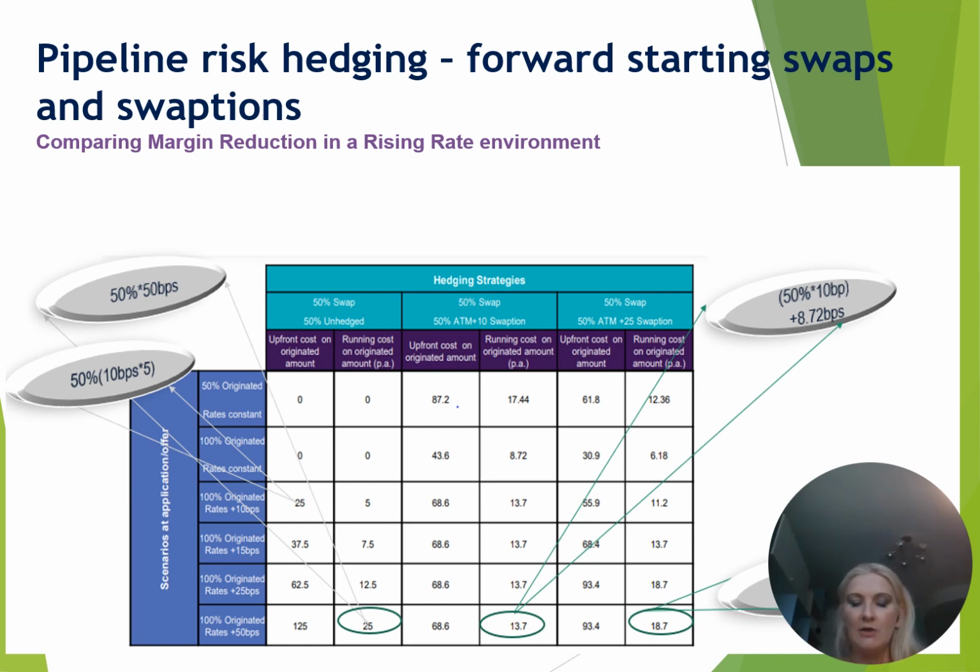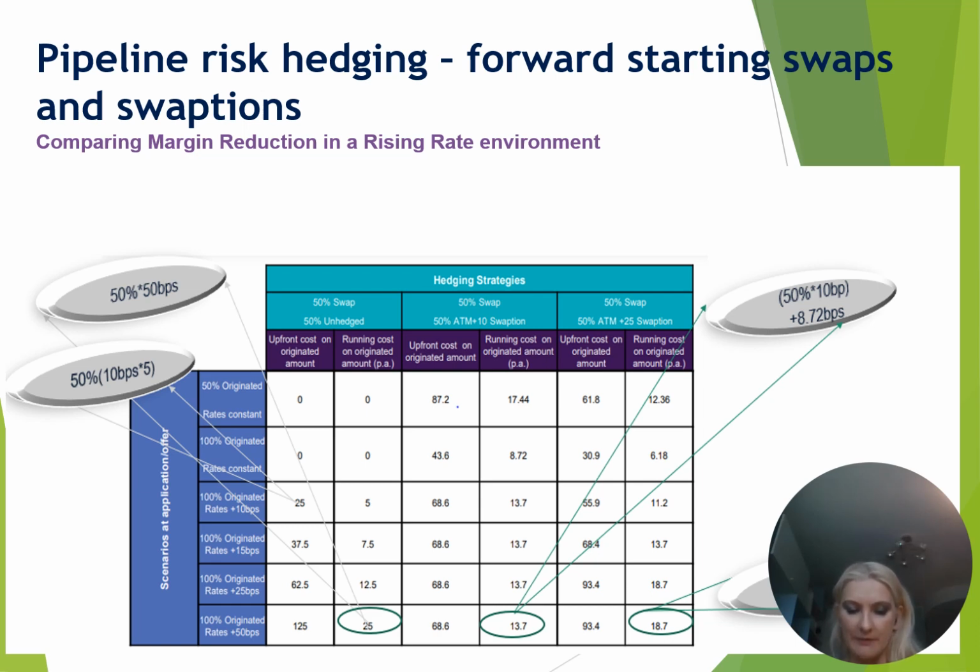In the first strategy, the total pipeline is 100 million: 100 million of 5 year loans are going to be originated. Hedging strategy number 1: 50 million is hedged through forward starting swaps, and 50 million remains unhedged. Option number 2: 100 million, 50 million hedged with forward starting swaps, and 50 million hedged with a payer swaption at the money plus 10 basis points.